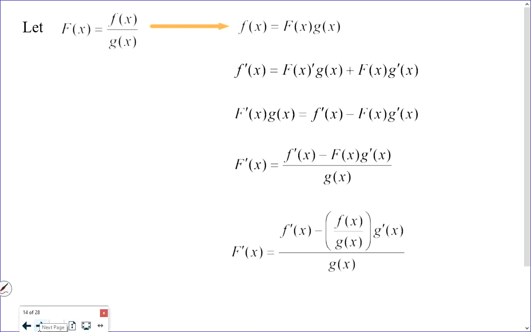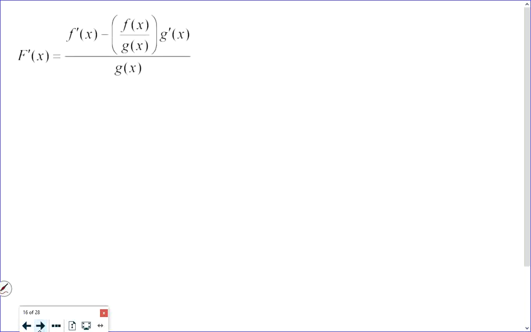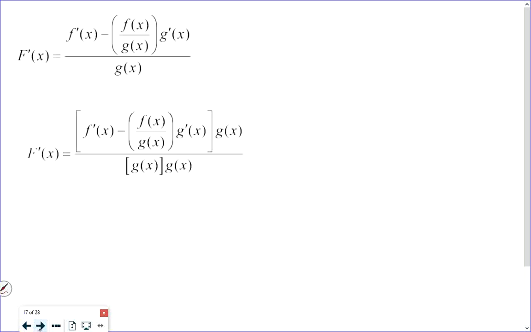Now where do I go from there? Well, I would like to clean it up, and I have a complex fraction, this f over g on the top, so I'm going to multiply the top and the bottom by g of x, just to get rid of that complex fraction. And when I multiply g of x by f prime of x, I get f prime of x g of x. When I multiply this mess by g of x, the g of x cancels, so I'm left with f of x g prime of x. And on the bottom, I have g of x times g of x, which is g of x quantity squared.